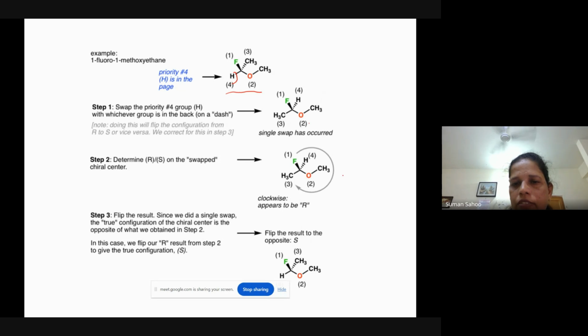So in this way this appears to be R, but here we have done only one swap. You should do two swaps, so with only one swap, it appears to be R. In that case you again swap the result, so R should go to S. So these are the easy ways to give the RS notation to your chiral centers.